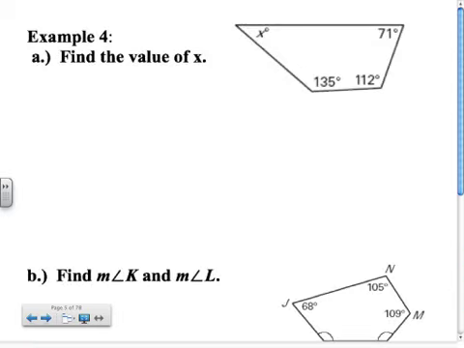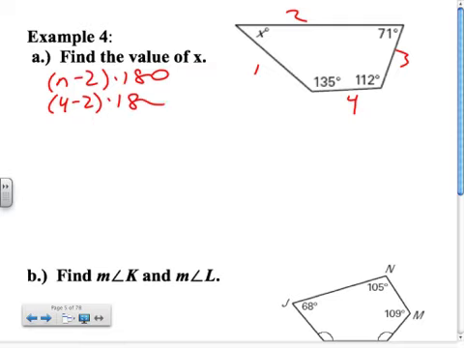All right, now I'm going to extend this a little bit more, and I'm going to use this idea to solve for the value of x. So the first thing I have to do is identify what do these angles have to add up to. Okay, so I have n minus 2 times 180. In this figure, there's 1, 2, 3, 4 sides, so I know I have 4 minus 2 times 180. That's 2 times 180, which is 360. So this number is what all 4 of these angles have to add up to.